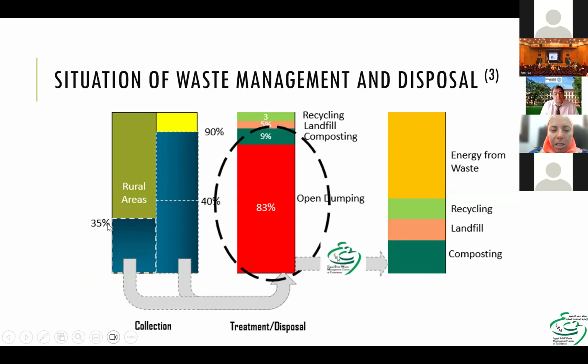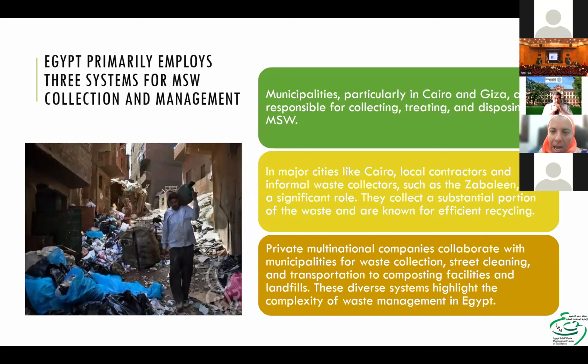The collection efficiency is about 35% in rural areas, and 40 to 90% in urban areas. 80% of the waste is being open dumped. We have only 9% being composted, 5% being landfilled, and 3% being recycled. As you might have heard, in Egypt the informal sector, the Zabbalin, play a significant role in waste collection and recycling, besides some private multinational and national companies who collaborate with the municipalities for waste collection and street cleaning.